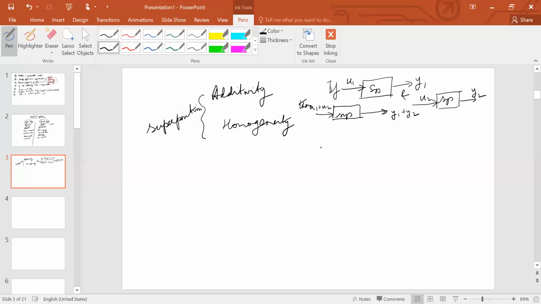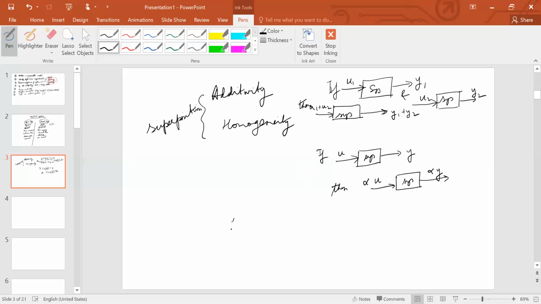By the same token, homogeneity says that if you have a system such that an input U gives an output Y, so this is the if, then, so I'm representing this pictorially instead of stating it in words. You'll find this definition in all standard textbooks. Then alpha times U, so when U is scaled by a factor of alpha, will give an output which is alpha times Y. So this is the principle of homogeneity.